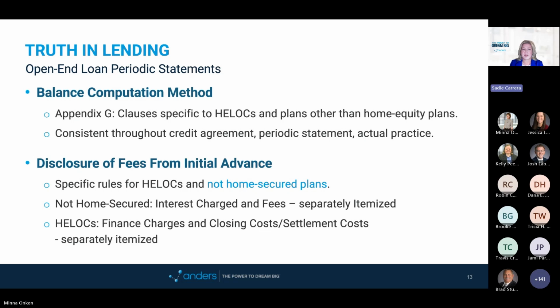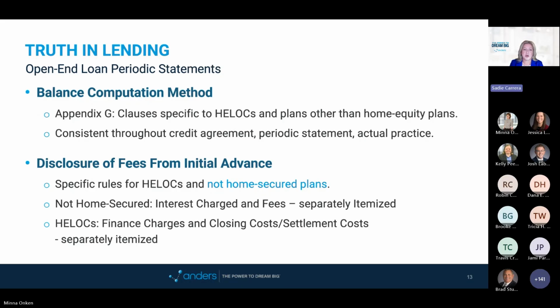Now, other charges paid in connection with closing costs from the initial advance, such as maybe an appraisal fee or title commitment, should again be separately itemized and include the label closing costs or settlement costs. And that just depends on which term you used on your initial disclosures for these items. We have to be consistent with that terminology.